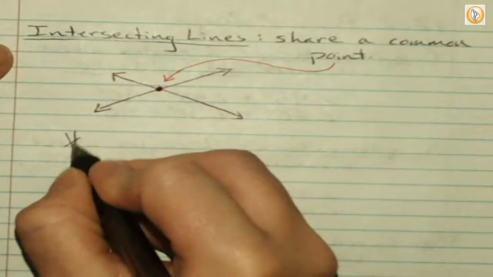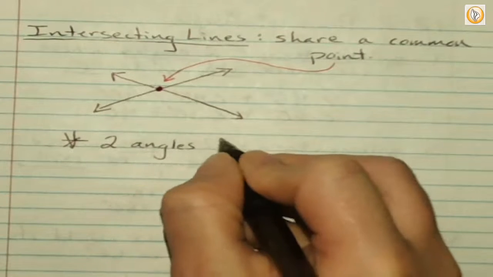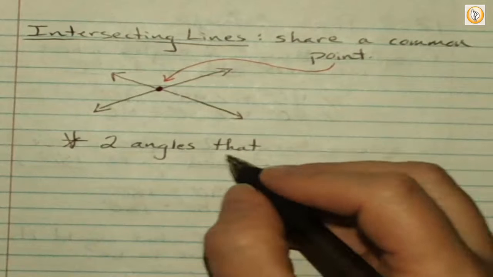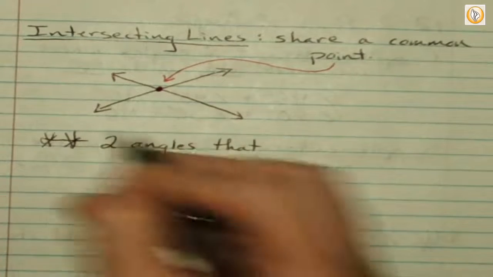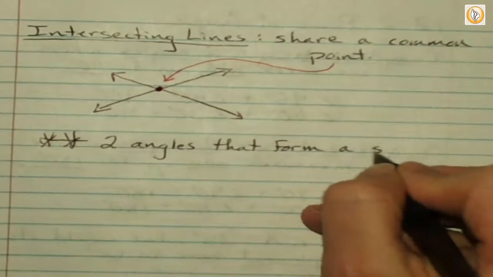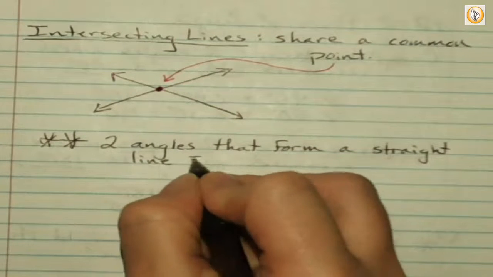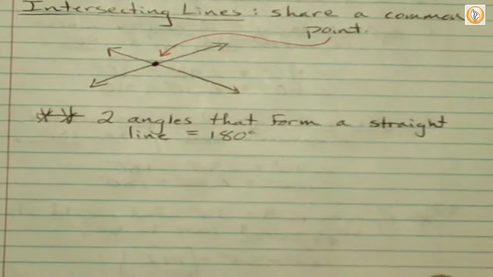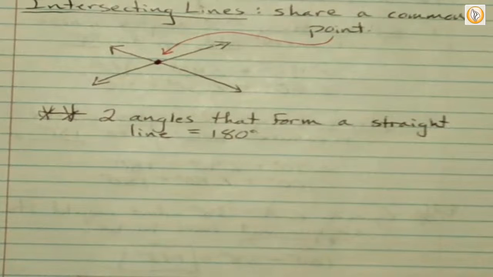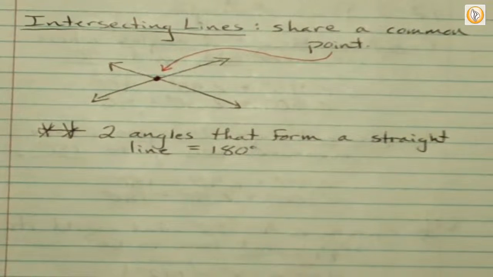Underneath intersecting lines, I want to add something before I show you another example. And this is going to be a very important piece of information. Two angles that form a straight line equal 180 degrees. Two angles that form a straight line equal 180 degrees. So that's supplementary? Correct.